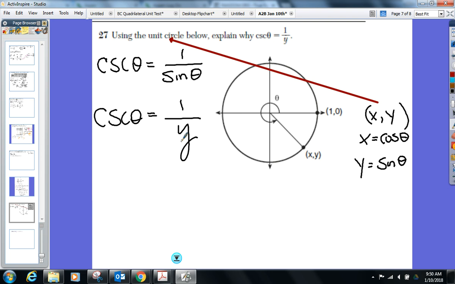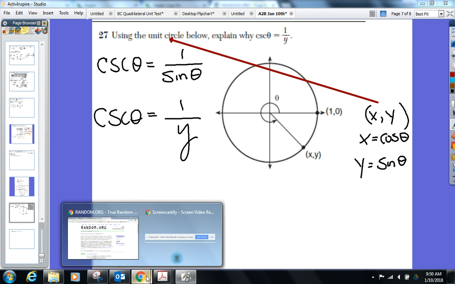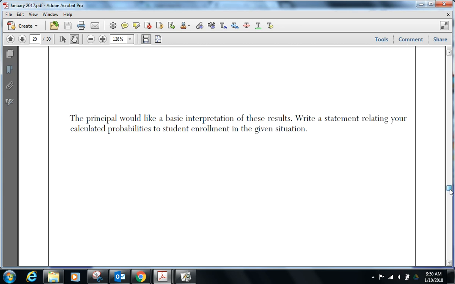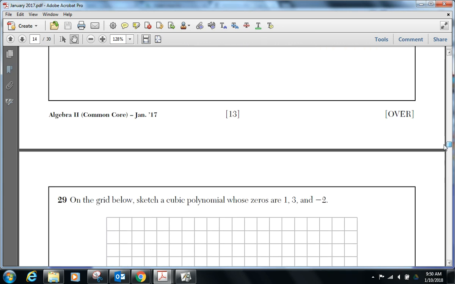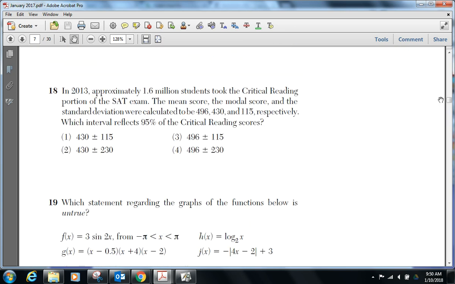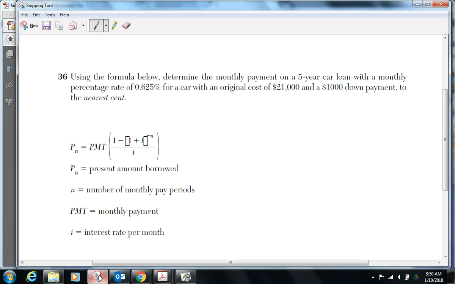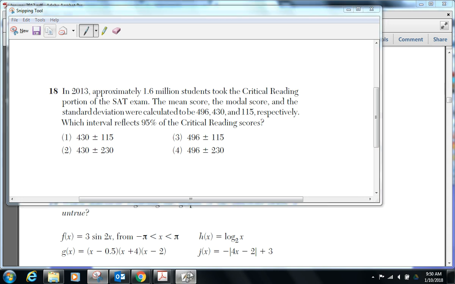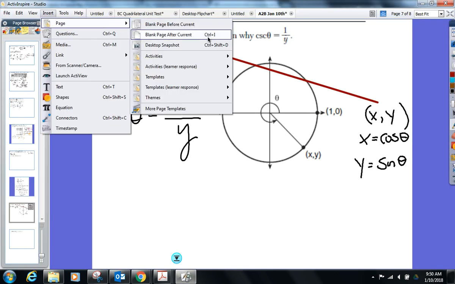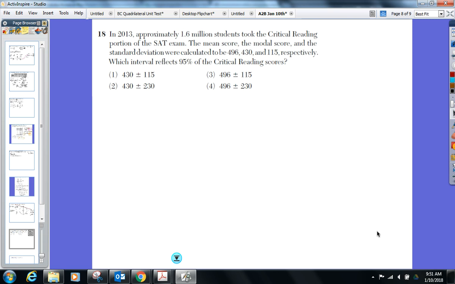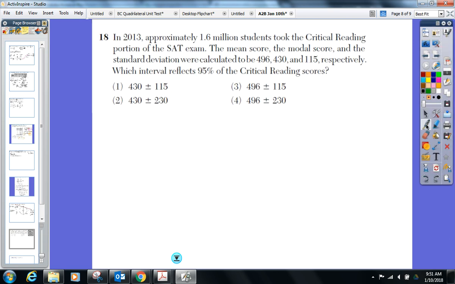Which number, Hannah? 18? Yeah. 18, yep. Go to 18. I had you guys do 18 last night. I just forgot. This one's a quick one anyway. Just do we know the formula or not? Okay, here you go.